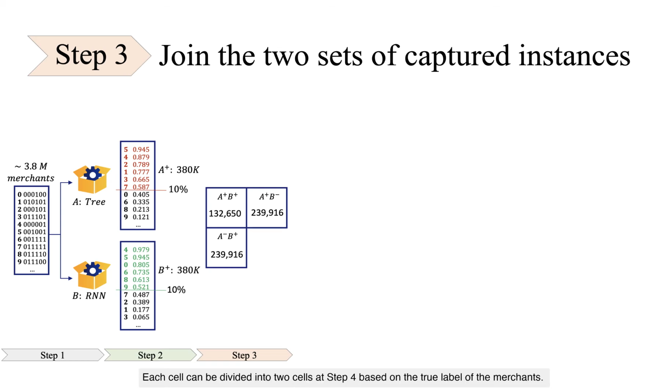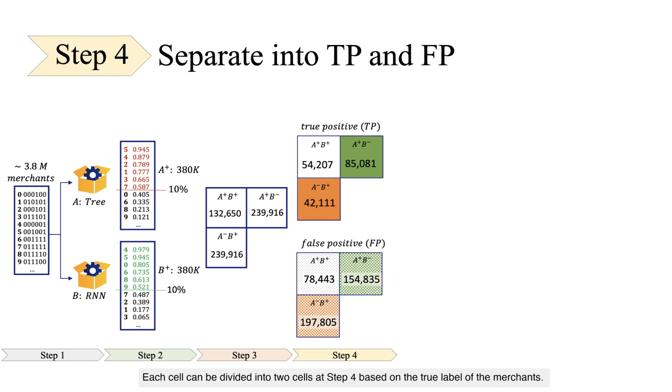Each cell can be divided into 2 cells at step 4 based on the true label of the merchants. For example, among the 133K both captured merchants, about 54K are correctly captured, meaning those merchants are restaurants and both models also predicted them as restaurants. That is, true positives. However, the rest 78K are miscaptured, meaning they are not restaurants, but the two models both incorrectly predicted them as restaurants. That is, false positives. The A plus B minus and A minus B plus cells can be divided similarly.